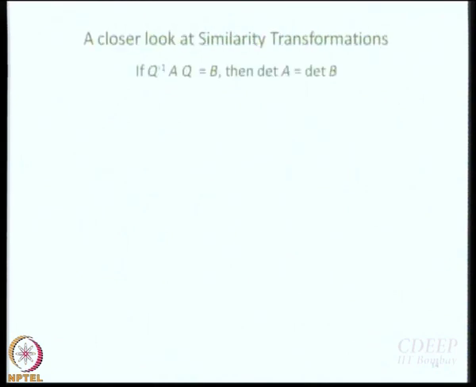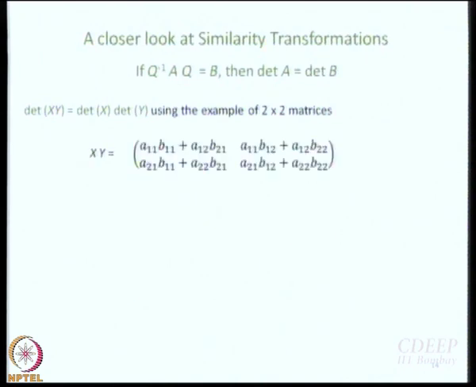Now let us maybe rush through this, we have done this once already. So if Q inverse A Q equal to B, then det A equal to det B, this is what we want to prove. You start with this, det xy equal to det x det y, right. How do we do it? We do it using an example of 2×2 matrices. And this is what we had discussed earlier also. Xy is this. So what is det xy?